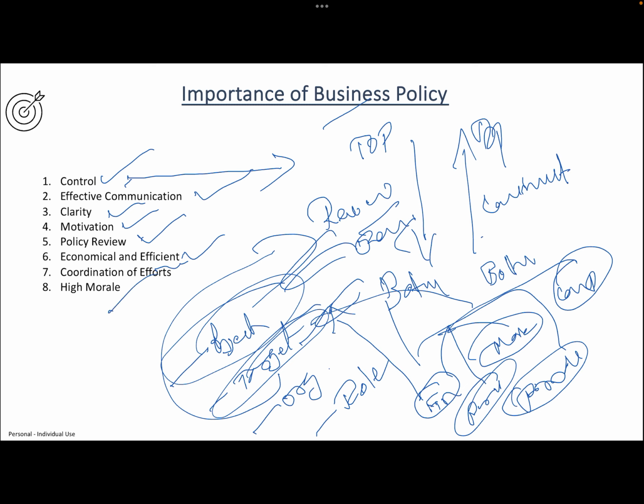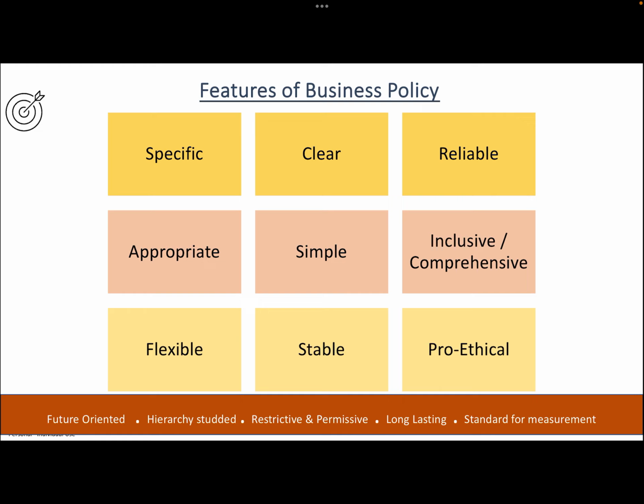So everyone will work towards a common goal. With a business policy only is it possible. Otherwise, everyone sets their own individual goals. So these all are the importance. Why do we need business policy? To promote control, effective communication, clarity, motivation, policy review, economical and efficient operations, coordination of efforts between different functions, and then high morale. Moving on, what are the features of business policy?